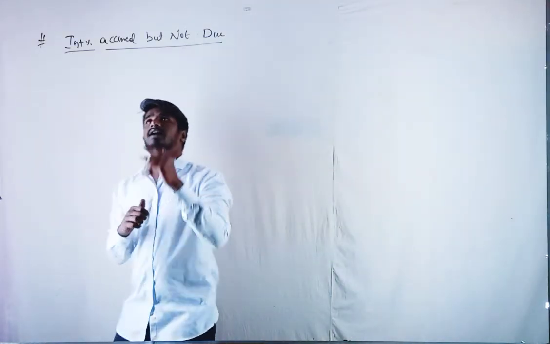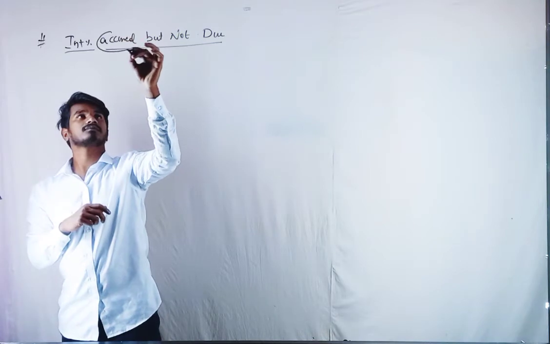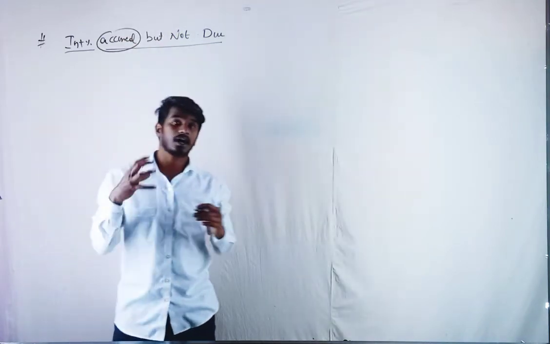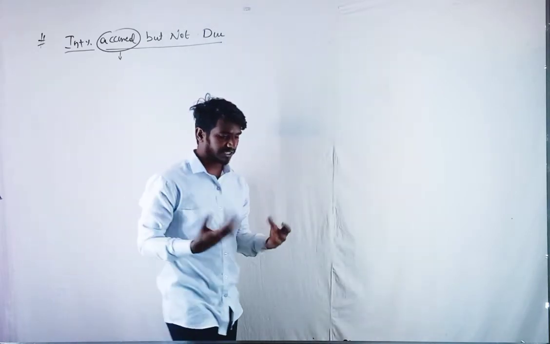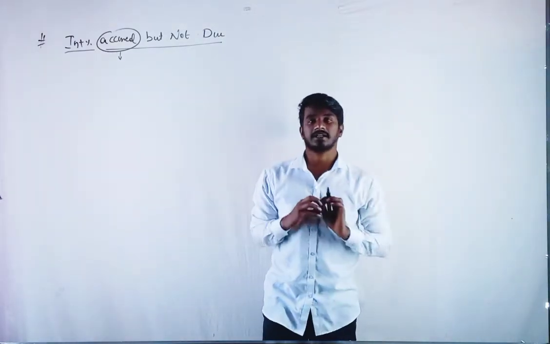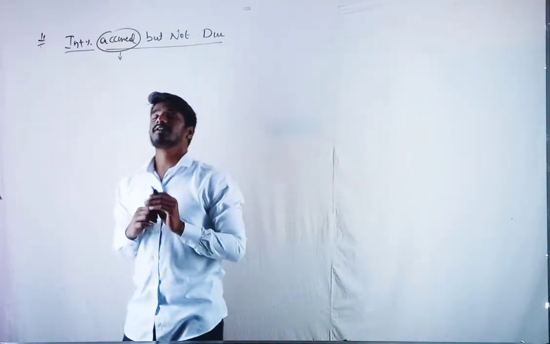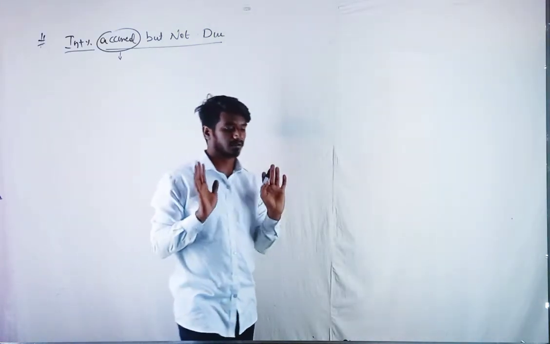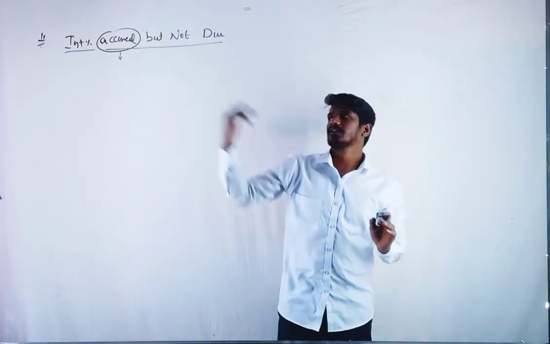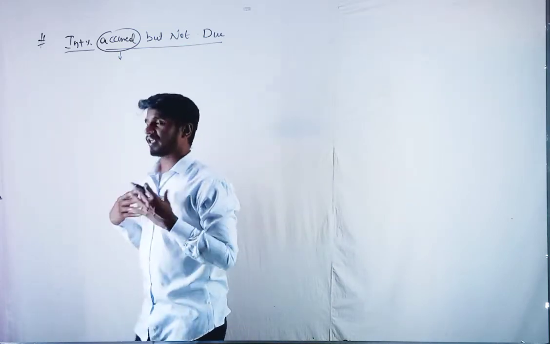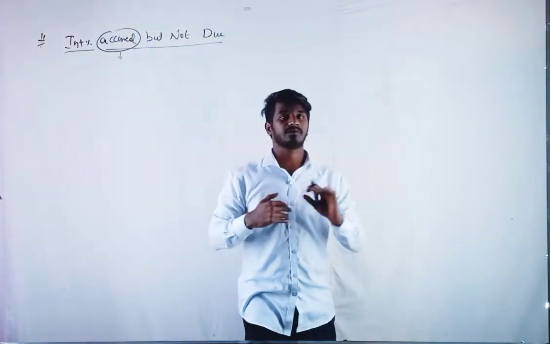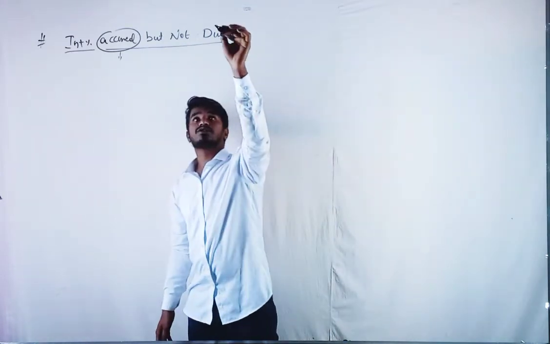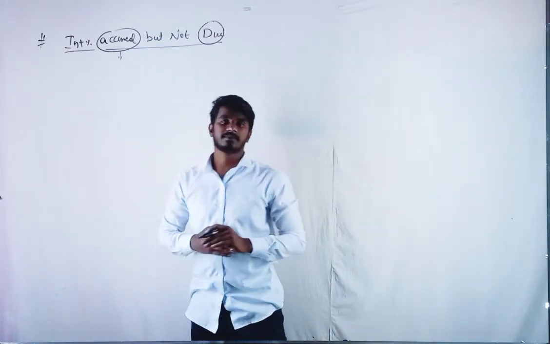You know the meaning of accrued? That is income generated but not received yet. Income generated but not received yet, because we are talking about interest. It is our expense. Interest accrued means we didn't pay it, but it is not due. What does it mean?